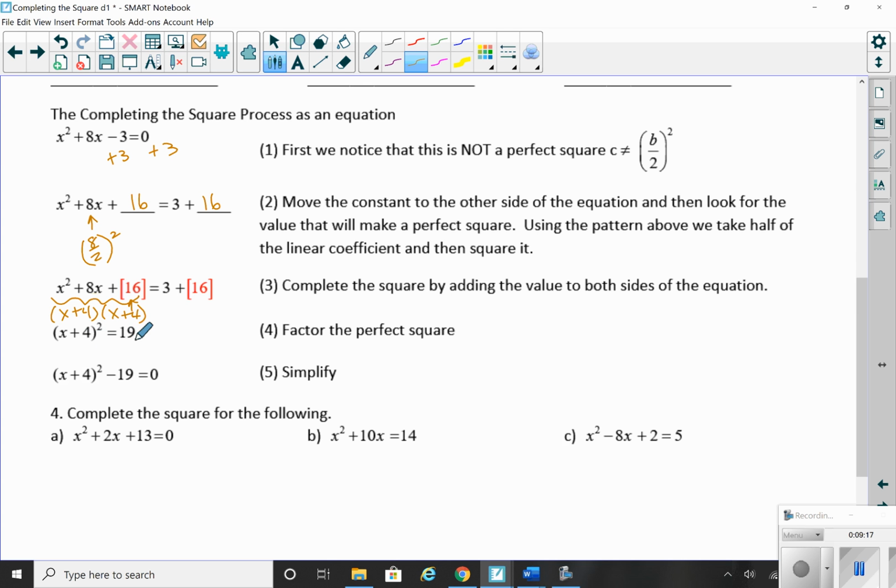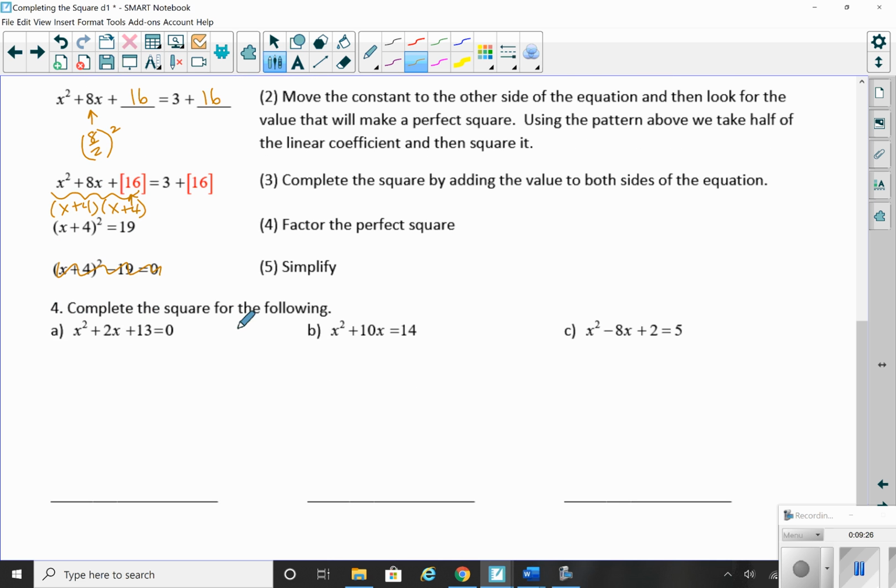Me and you are going to leave it like this. I know they say to move it back over, but we're not going to do that. We're going to leave this on the other side for our circles problems. So we can stop right there.